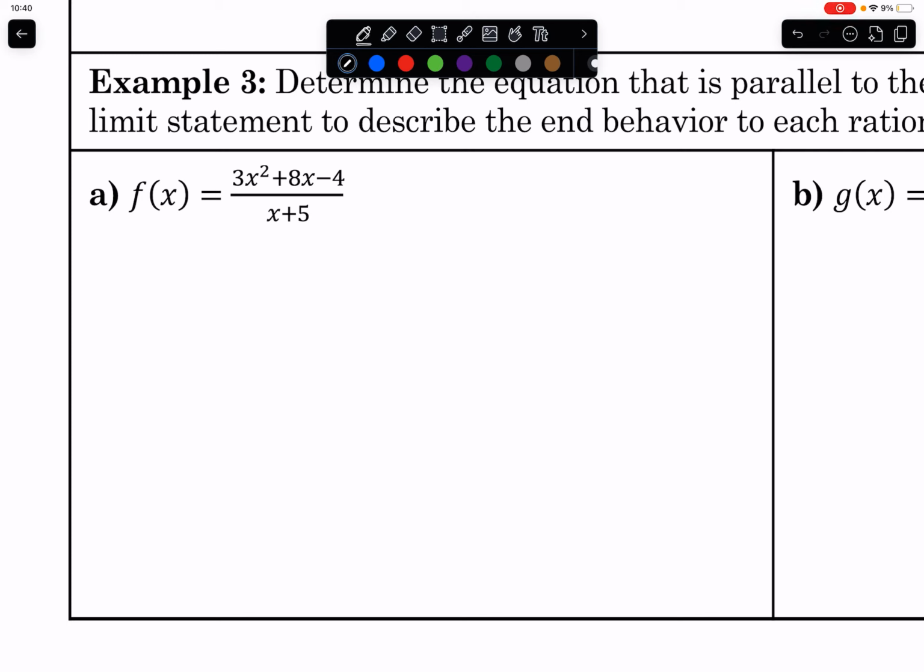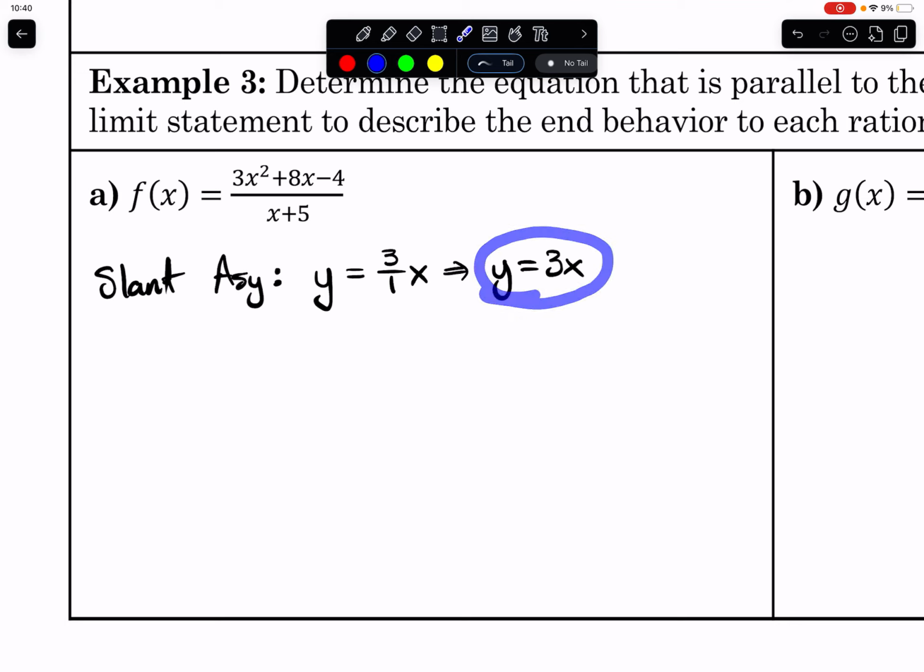So that means that the slant asymptote is going to be the equation y is equal to 3 over 1 x, or simply y is equal to 3x, okay? So that is the equation that's going to be parallel. This is not the equation of the slant asymptote, but this is the equation of the line that's going to be parallel to the slant asymptote. So this equation is going to be parallel to whatever the slant asymptote is.